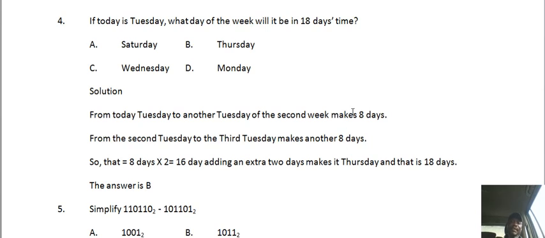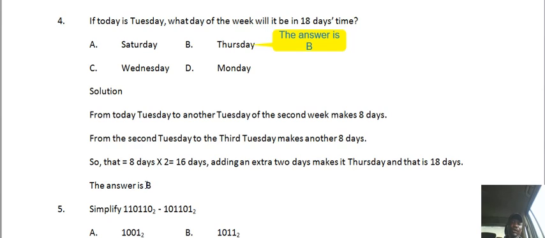So if you add these two 8 days together, it will give us 16 days. Or we can say that 8 days multiplied by 2 gives us 16 days. By adding 2 extra days to that Tuesday, it makes it Thursday, and that is now 18 days. So the day it will be in 18 days' time, if today is Tuesday, is going to be Thursday. So the answer to this question is B.